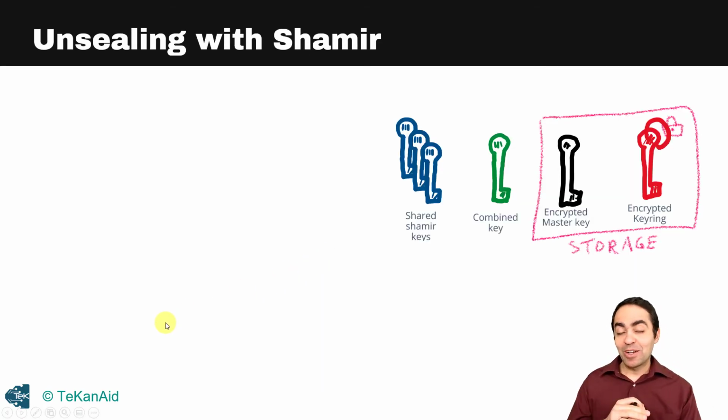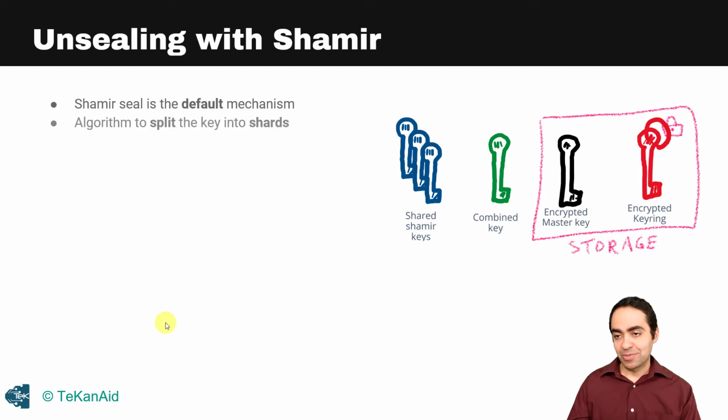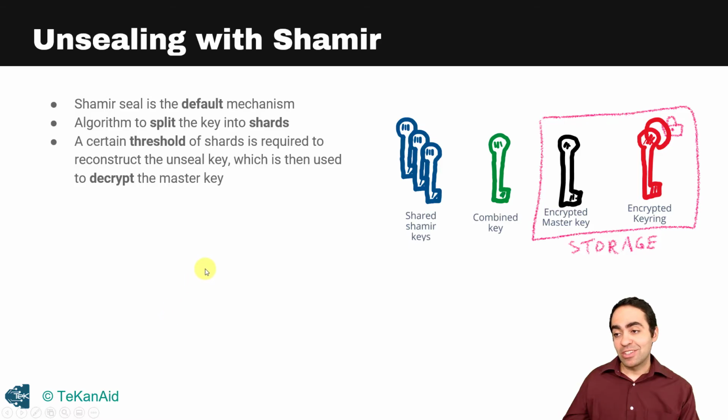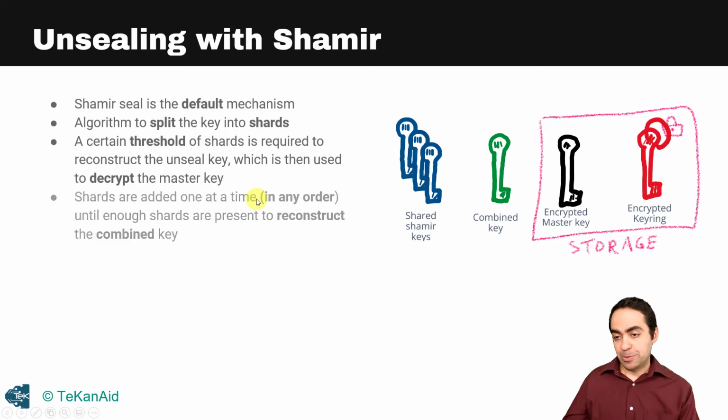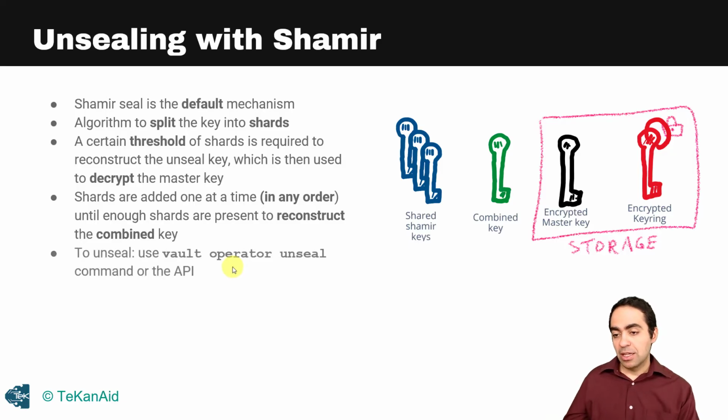So let's talk a little bit about unsealing with Shamir, because this is the default mechanism for unsealing Vault. And basically, it's an algorithm to split the keys into shards. And a certain threshold of shards is required to reconstruct the unseal key, which is then used to decrypt the master key. Shards are added one at a time in any order until enough shards are present to reconstruct the combined key. And the operation to do that, you basically need to run vault operator unseal. That's the command on the CLI. Or you can do that also via the API. And you also can do it with the UI.